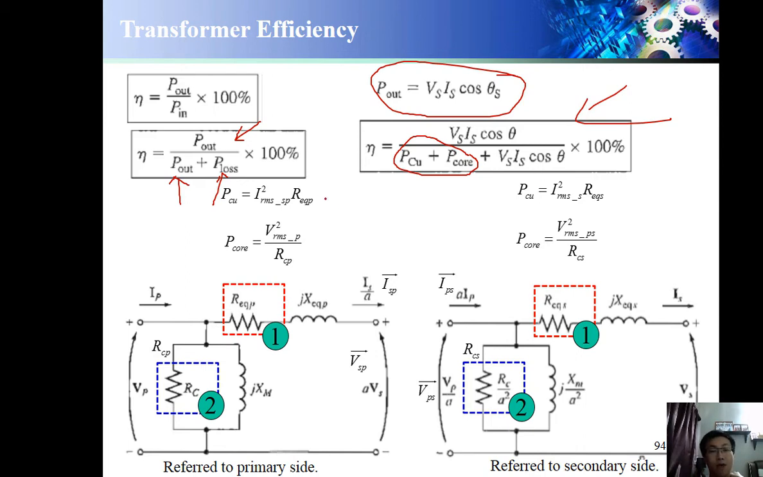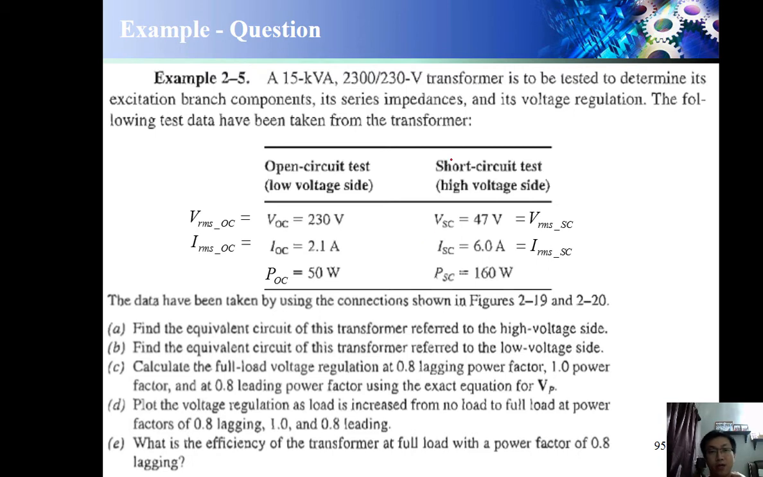So P copper comes from I squared R. For core loss it is V squared over R, because for the copper loss we have the I here, and for the core loss we have the V from the node here. That's why we use V squared over R. Okay. The example. So now I have the rating, and then I have a testing. I need to find those few things. So let's have a try.